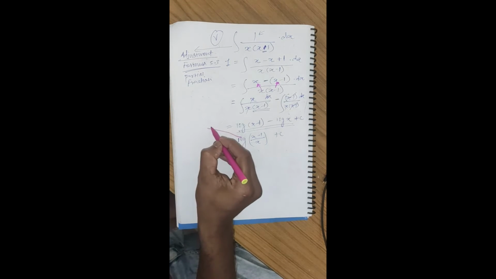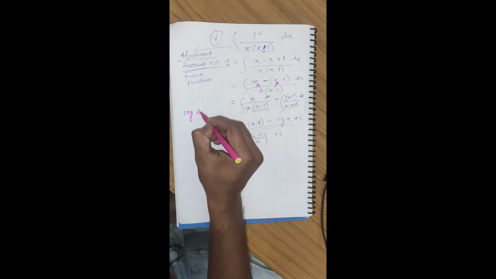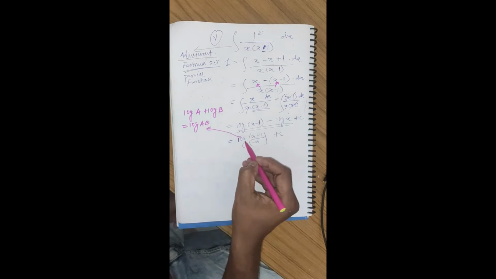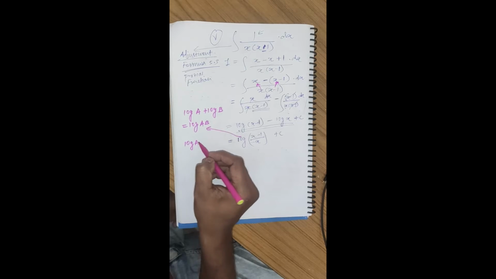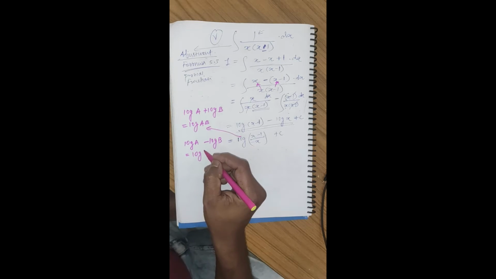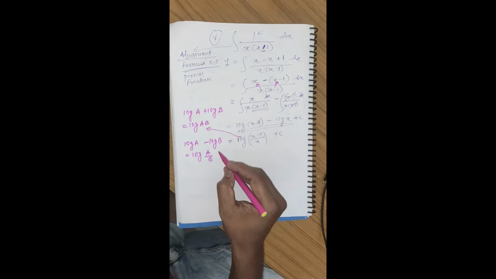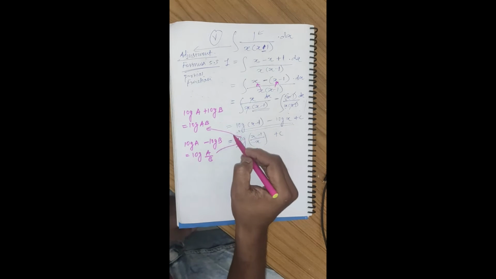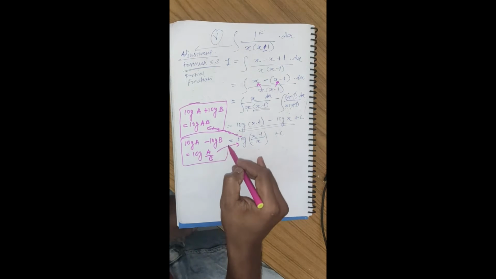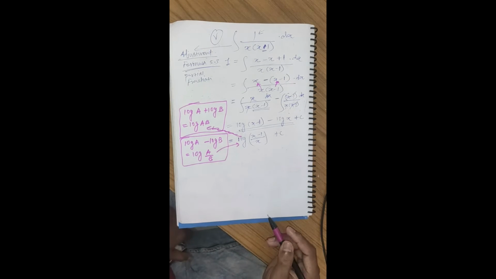Let's take a quick revision here for the log. Log of a plus log of b is equal to log ab, and log of a minus log of b is equal to log of a divided by b. So with this formula I have used over here, not this one, but this formula I've used. We should also always write these things so that you keep in touch with it and do not forget it.